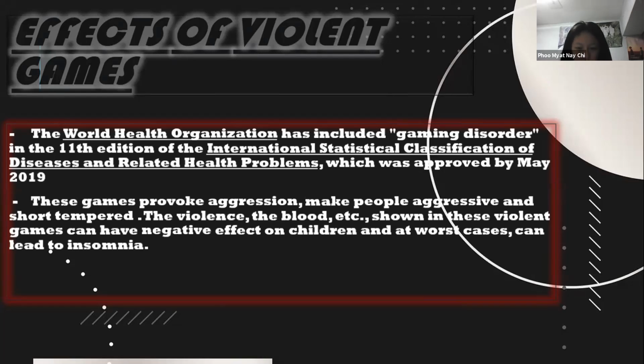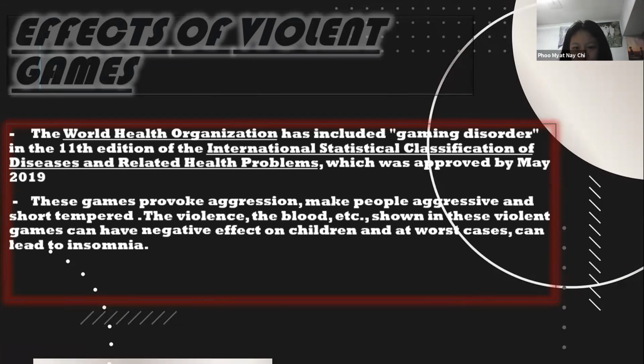The violence and the blood shown in these violent games can have a negative effect on children, and in the worst cases can lead to insomnia. Insomnia is a disease which makes you unable to fall asleep at night. And finally, one of the worst and most dangerous consequences of playing these types of violent games is that some people may try to imitate the acts in real life, which can be really dangerous as well as fatal.